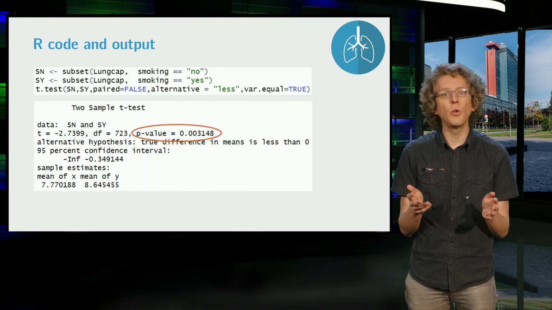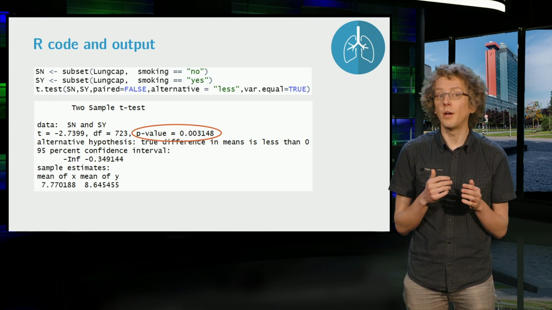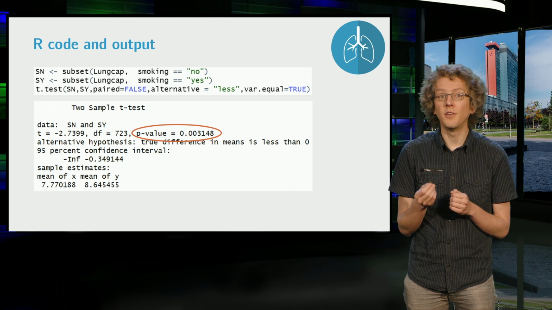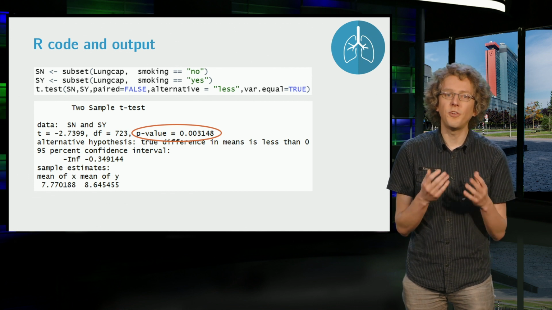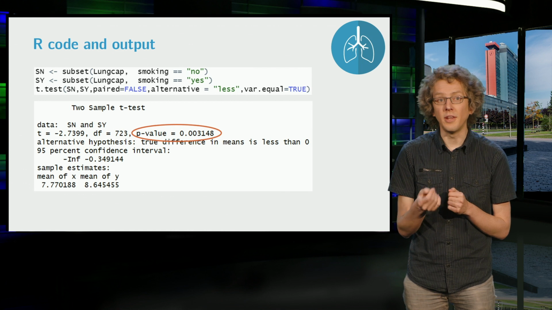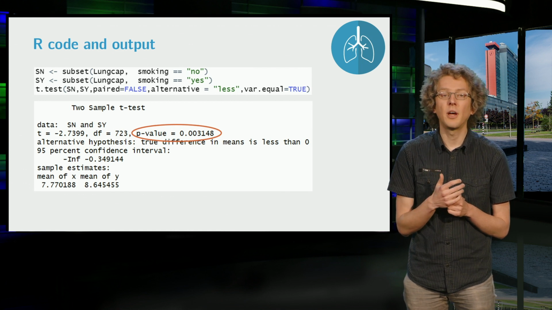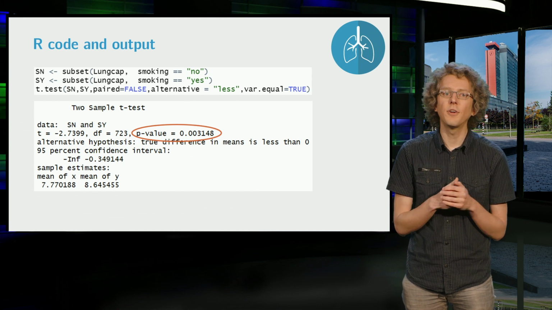The reasoning always remains the same. This p-value is small, so if the null hypothesis is true, this is an extreme observation. It leads us to doubt the null hypothesis, so we reject it in favor of the alternative one, and we conclude that indeed, based on this dataset, the average closing capacity for smokers is higher than the one for non-smokers.